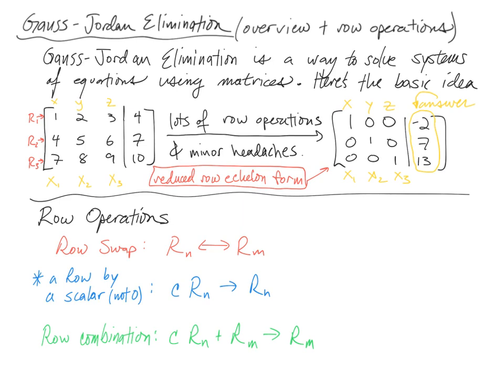Gauss-Jordan elimination, first we're going to start off with an overview and then go over row operations. So Gauss-Jordan elimination is a way to solve systems of equations using matrices. Here's the basic idea. You have a system of equations that you turn into an augmented matrix, and you can see there's row 1, row 2, row 3.